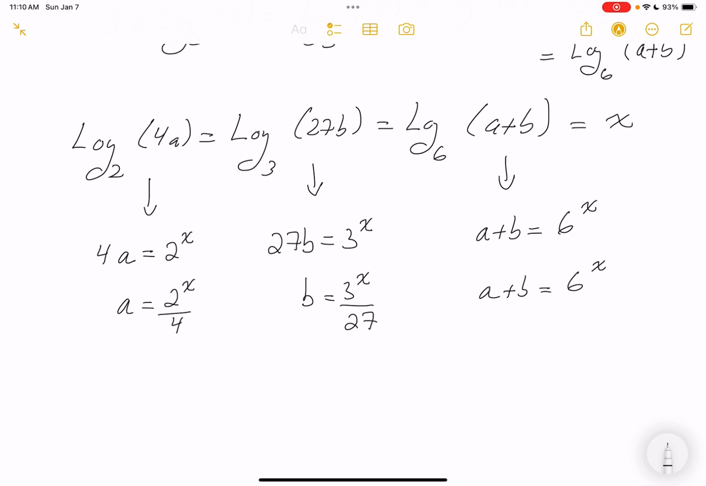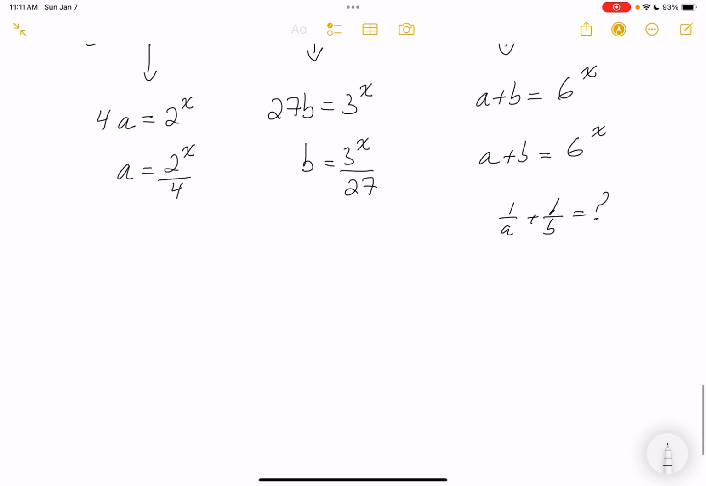Now someone said, what was the question? The question is, what's 1 over a plus 1 over b? What's that equal to? Well, I'm going to try to simplify this. A common denominator would be ab, the product of a and b, and then the numerator would be a plus b. This and this are identical. So what's a plus b? It's 6 to the x.